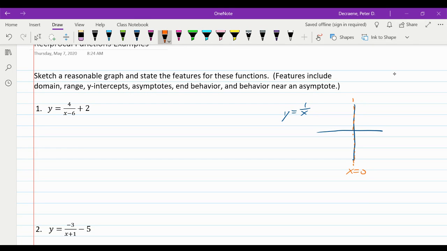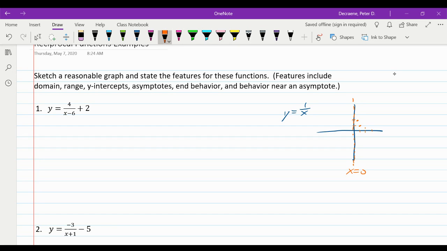And as x gets really big, y gets smaller and smaller. When x is 1, y is 1. When x is 2, y is a half. When x is 3, it's a third. When x is 100, it's 1/100th. It's really teeny tiny. But when x is a fraction, like a half, 1 divided by 0.5 is actually 2.